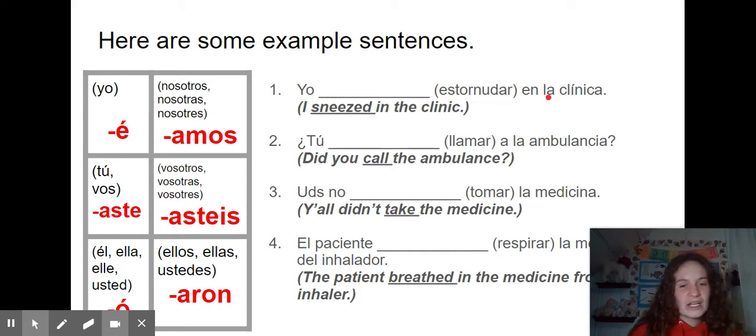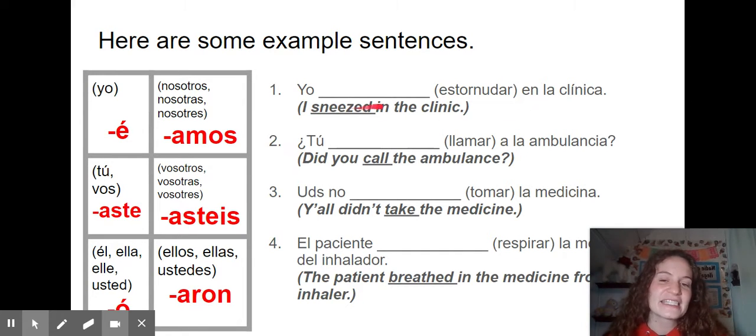For number 1, I want to say I sneezed in the clinic. In order to do that, I start with the verb estornudar. The subject is I, so that's yo. And our yo ending is é. So what I need to do is get rid of that AR, and I'm going to replace it with é. So that gives me yo estornudé en la clínica. I sneezed in the clinic.